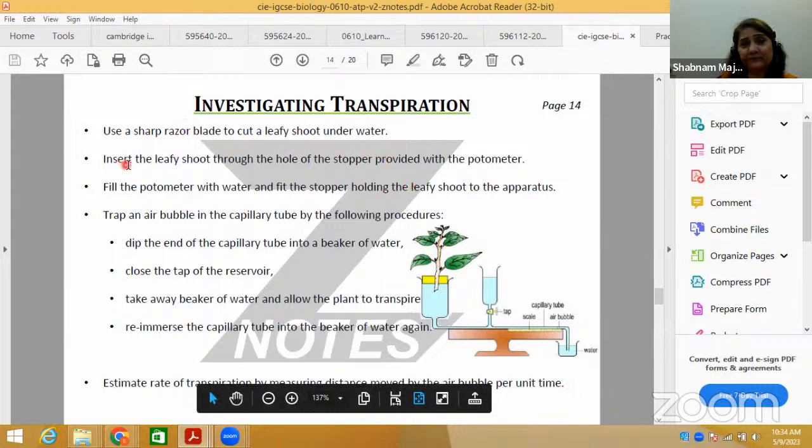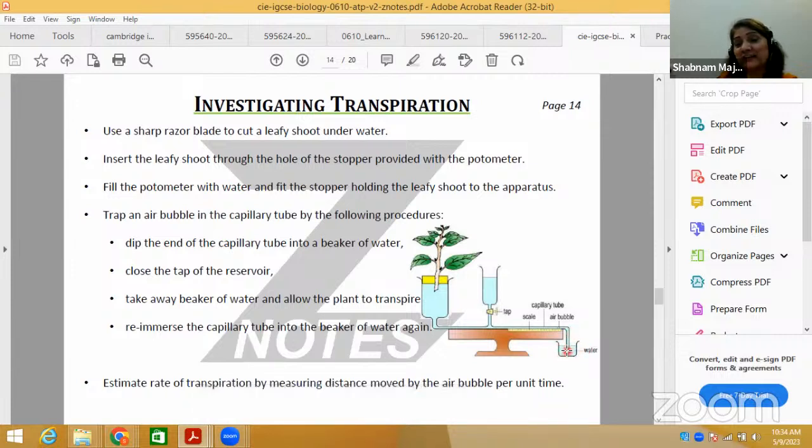Yeah, this is the potometer one. In that, we shoot through a hole of the stopper provided with a potometer. We can even call it a bubble potometer. Can you see here? This is the water. The cut end of the capillary tube, we immerse in the water. When we immerse it in the water, we are basically introducing an air bubble. When there is a loss of water through transpiration, the water needs to be absorbed, so the bubble will keep moving towards the left-hand side.